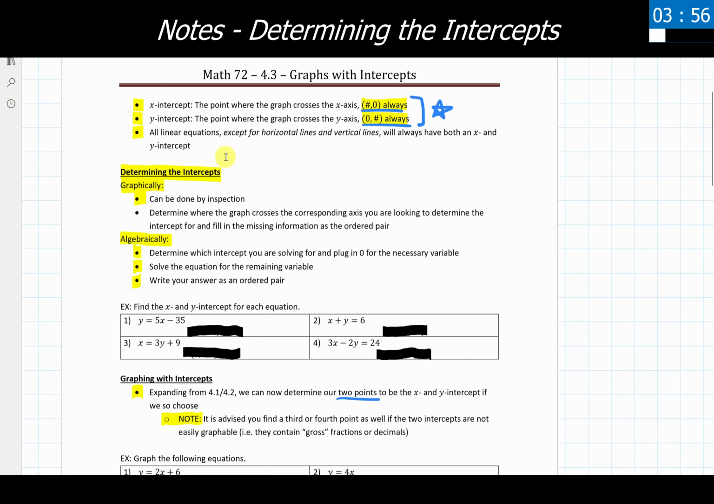So with all of the linear equations that we are going to be graphing, every single one of them will have both an x and a y intercept. The exceptions to this are if we are working with horizontal lines and vertical lines. And we can see and think on that fairly easy. A horizontal line is never going to move down to always have, I should say, an x and a y intercept.